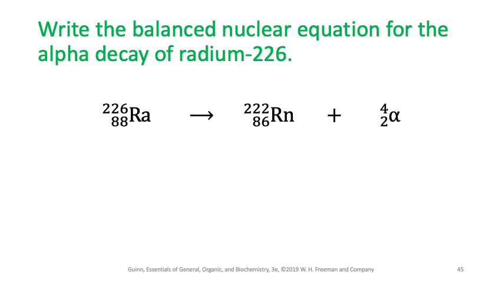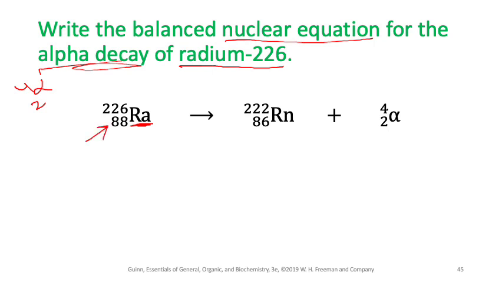So let's try one more example on alpha decay. The problem says to write the balanced nuclear equation for the alpha decay of radium-226. We know what alpha is: mass number 4, atomic number 2. For the element radium, I know the symbol Ra, and from the periodic table the atomic number is 88. And what is 226? This is an isotope of radium with a mass number of 226.